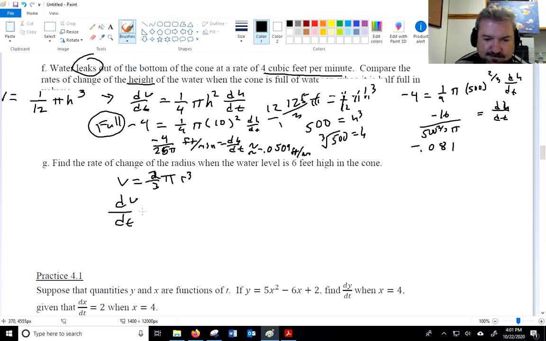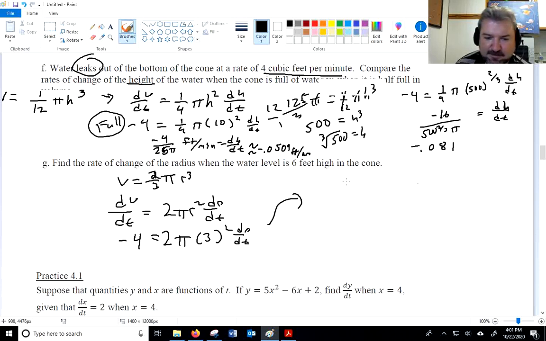So let's find the rate of change. dV/dt is equal to 2 pi r squared dr/dt. When the water level is 6 feet high, well, what's the radius when it's 6 feet high? Well, remember that the radius is half of the height, so the radius must be 3. So 2 pi 3 squared dr/dt is equal to the change. Well, we're saying it's a constant loss of 4 cubic feet per minute. I'm going back to the previous question. Sorry if I didn't make that clear. So this becomes negative 2 over 9 pi feet per minute.